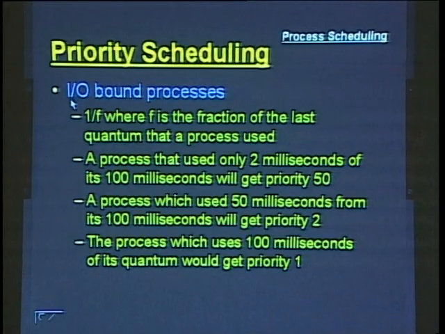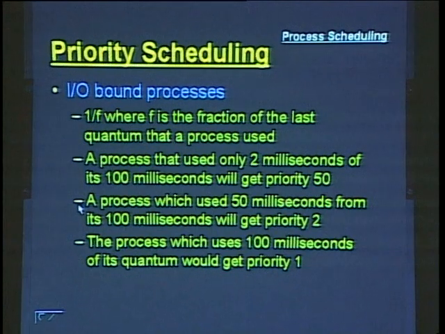Dear students, now let's look at how the priority of the processes is calculated, particularly for the I/O bound processes where the required bus time is very short. We use the formula 1 over f, where f is the fraction of the last quantum that a process used. Let's assume that we have a process that uses only 2 milliseconds of its 100 milliseconds. What will be the priority? This process will get priority 50, 1 over f. It means 1 over 2 percent will give us the priority of 50.